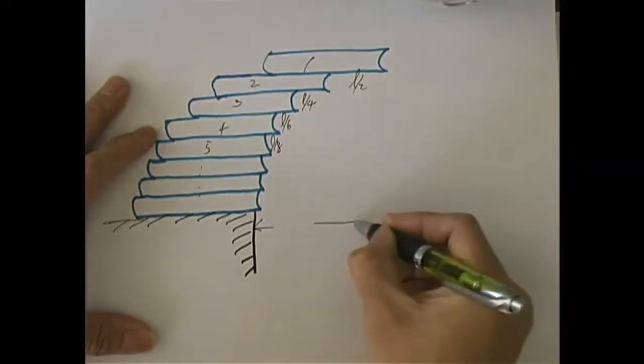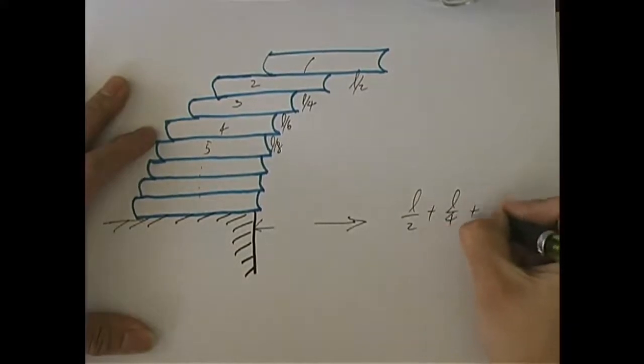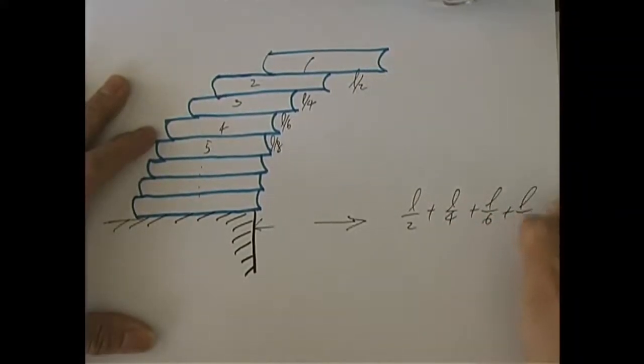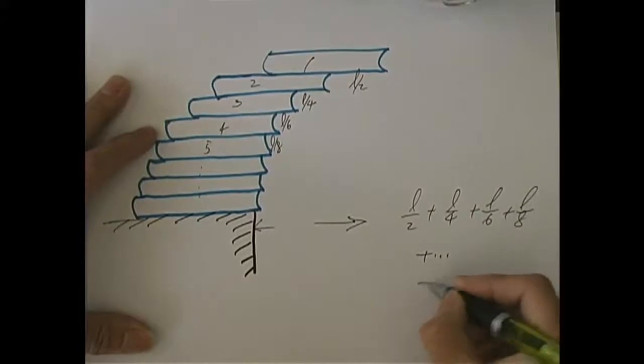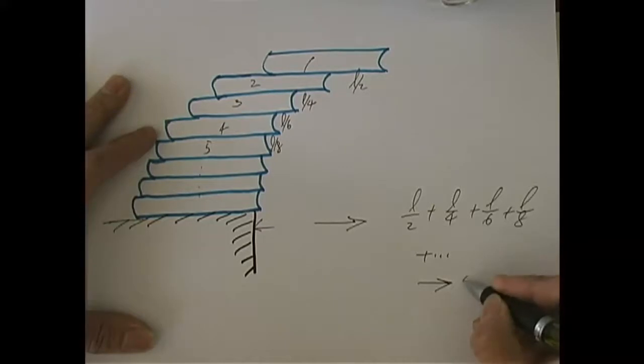I want to know what's the total overhang. Now, isn't that equal to L over 2 plus L over 4 plus L over 6, 8, and so on? Suppose I have a whole bunch of books. Suppose n equals infinity. What does that lead to? You know, 1 over 2 plus 1 over 4 plus 1 over 6 plus 1 over 8. That's an infinite series, and that series does not even converge. It approaches infinity.